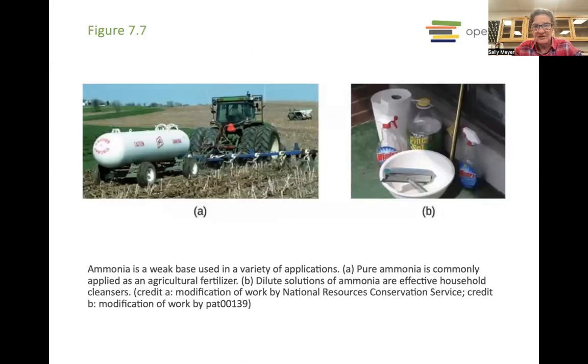And this is just a picture of the fact that we use ammonia on our crops as a fertilizer. It's a source of a lot of nitrogen pollution.